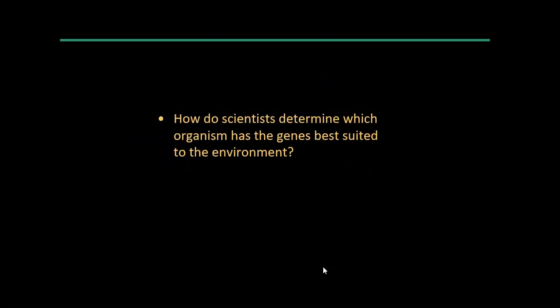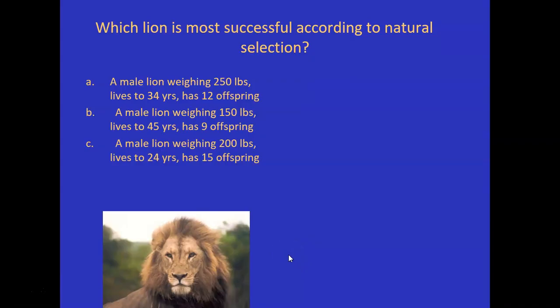All right. So how do scientists decide which organisms have genes that are best suited to the environment? We saw that with the Grants. They were able to measure the beak depth and stuff, but more generally, how is this done? To get at that, let me ask you this challenge question. I'm going to give you three scenarios here. Which lion is the most successful according to natural selection? Pause the video, read the questions, and then let's compare notes. What do you think versus what do I think?